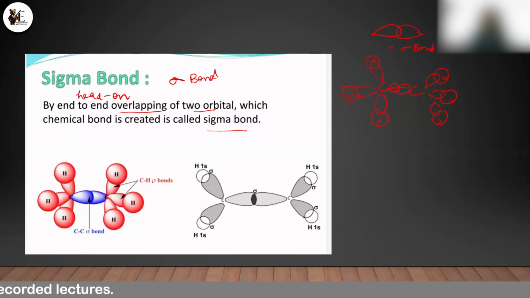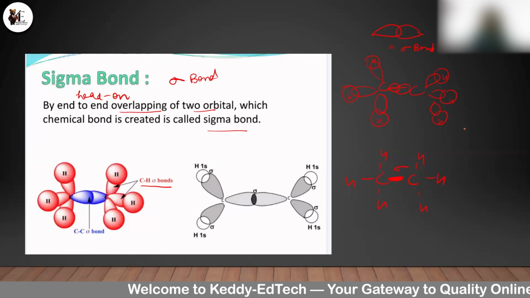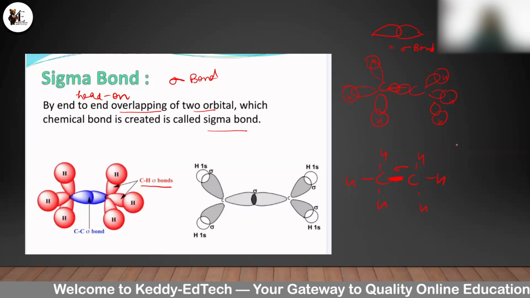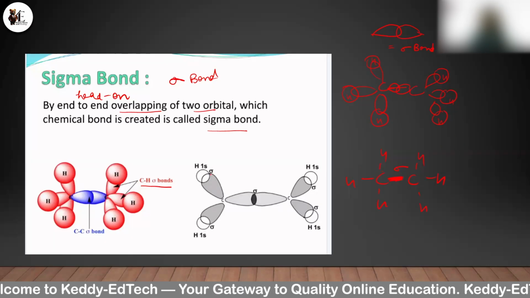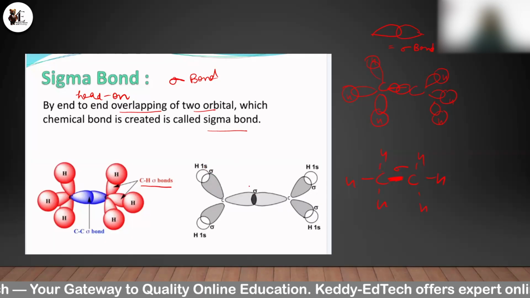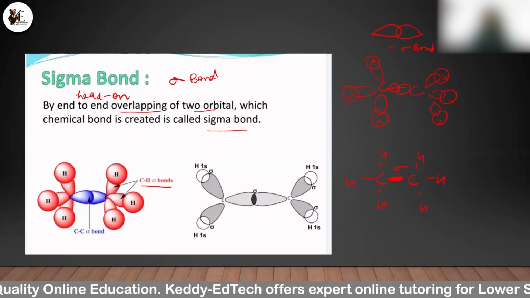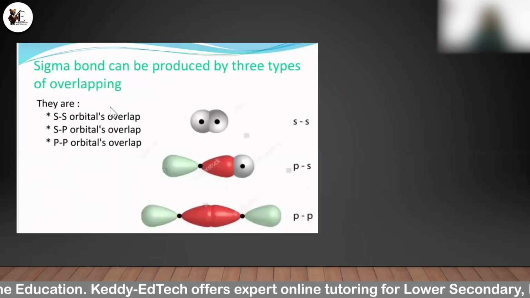So in the figure you can see that these are my CH sigma bonds. Okay, for example, ethane will be made like this, CH3 and CH3. So these are my CH sigma bonds, and this CC is my CC sigma bond. One single bond contains a sigma bond only. And here also we have a sigma bond between carbon and carbon. So how is a sigma bond formed? It is formed by end-to-end overlapping of two orbitals.